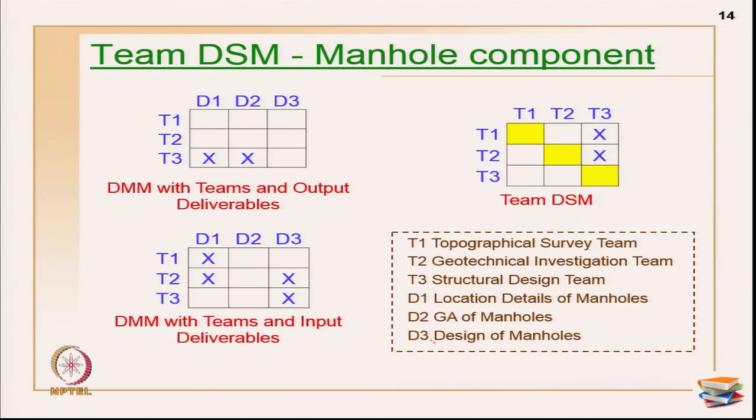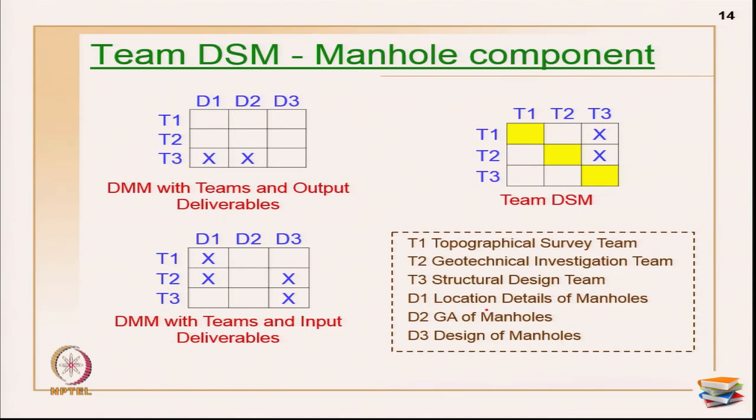These are primarily the drawings: D1, D2 and D3 are the three drawings. If you see here, the identification is given in the legend. The topological survey team is T1, the geotechnical investigation team is T2, the structural design team is T3, and I have details on deliverables. D1 is location details of manholes, D2 is GA of manholes, where GA stands for general arrangement, and D3 is design of manholes.